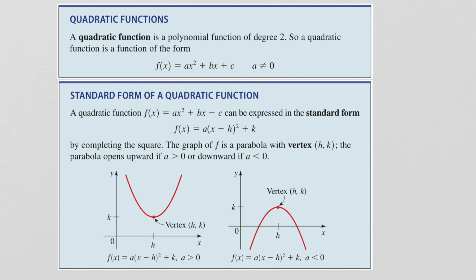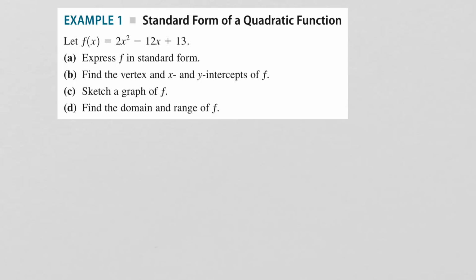So the first thing we need to discuss is how do we change a quadratic function from this original format into standard form. So here we have a quadratic function, f of x equals 2x squared minus 12x plus 13. And first we want to express it in standard form. So this process involves completing the square. So let's go ahead and go through this.